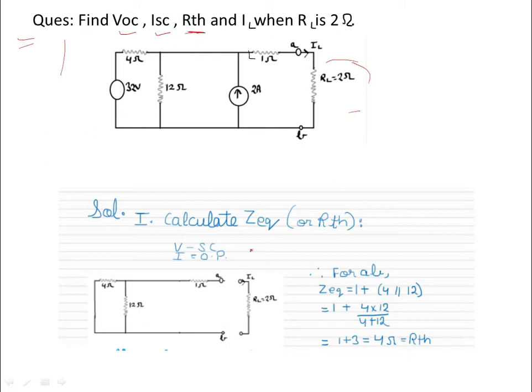For this, we will short all the voltage sources and open the current source. So when you short this voltage source and open this current source, then you will get this network. And now the Z equivalent is 1 plus the parallel combination of 4 and 12. So it is 4 ohm.